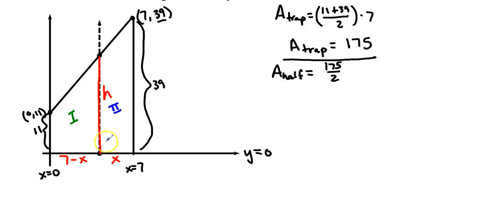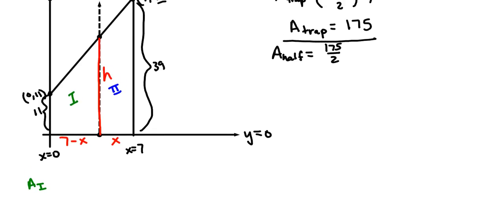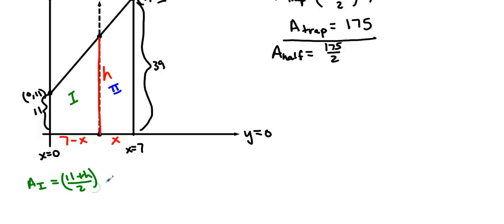Alright, so let's go ahead and look at trapezoid 1 up there, that left piece. We know that the area of trapezoid 1 is going to be equal to the average of the bases. So in this case, the base is 11, and the other one is h. So the average of those two is going to be (11 + h)/2, multiplied by the height. The height in this case would be 7 minus x.